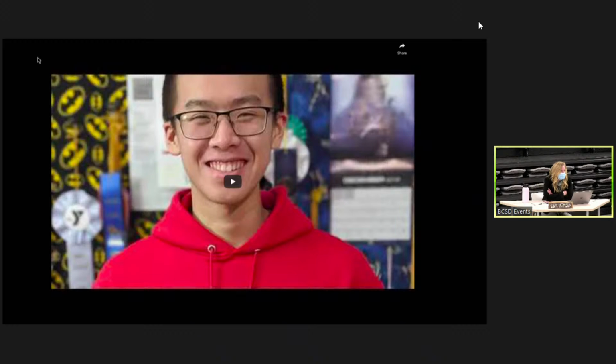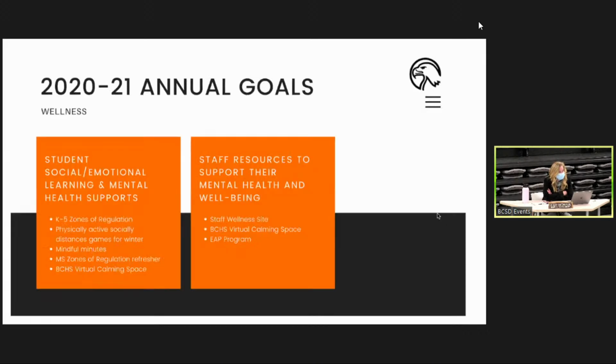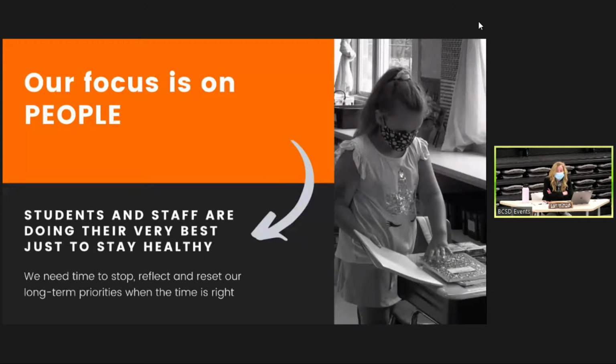Our next goal related to wellness. We're basically looking at social, emotional learning and mental health. That's a big component of our reopening plan, as well as staff resources to help support the mental health and well-being of our staff as well. And our focus this year, we've had a lot of discussions, really has to be on people. Our students, our staffs, our families, everyone is struggling. It's a tough time, and we feel that, yes, we wanted to make sure we had some goals, so we had focus, but we also recognize that any day these things could all change.